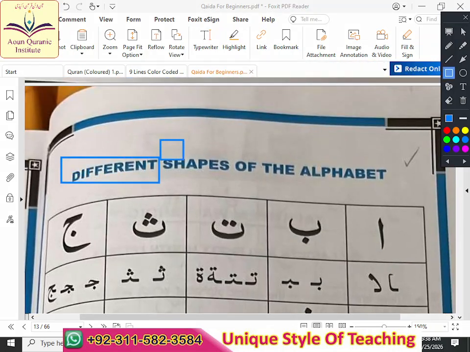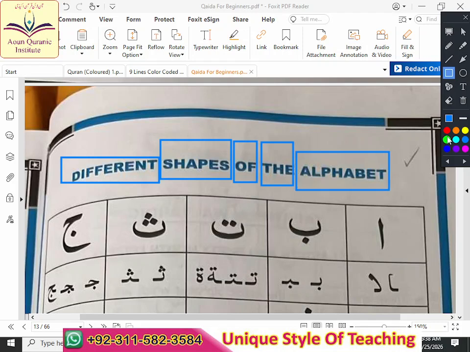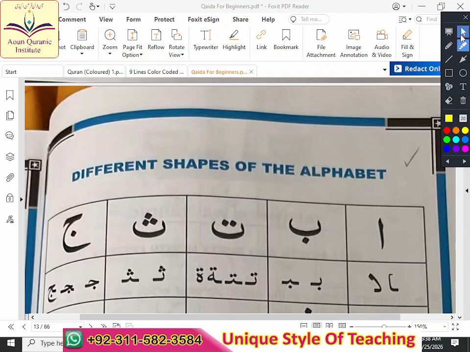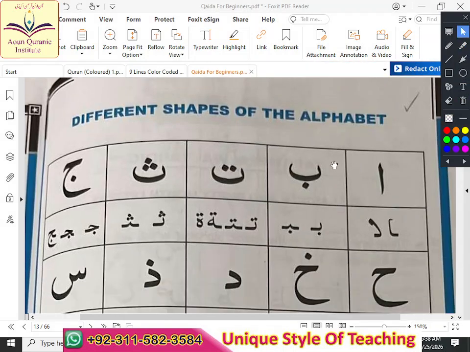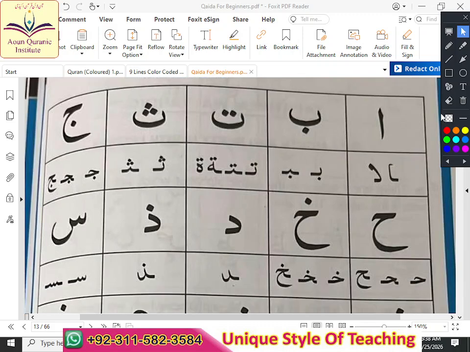Look, my dear, what is written there? Different shapes of the alphabet. And different shapes of the alphabets. Okay? A, B, C, listen. Letters, correct. Look at it now.